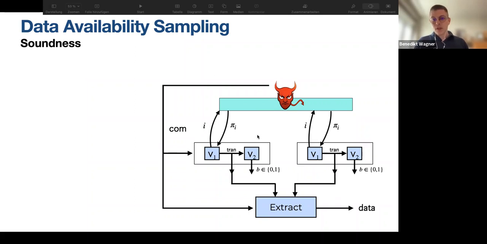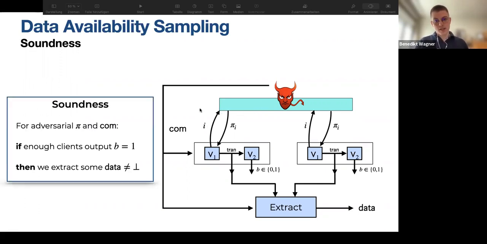And let me just explain what it means that the adversary controls this encoding. Well, he can adaptively answer the queries of the client. So the client says, please give me position i. And then this adversary sees, okay, there's the first client, he wants position i, so I will answer with something. He can decide adaptively what to respond. Okay, and now our definition of soundness says in this setting where the encoding and the commitment is adversarial, if enough of these clients output one, then we extract something. So some data is available.